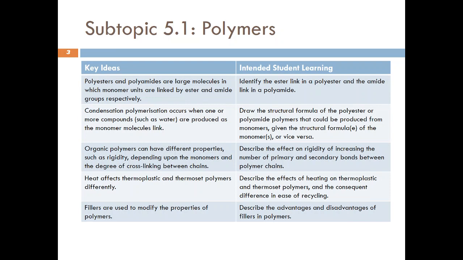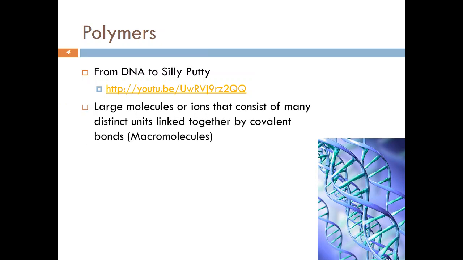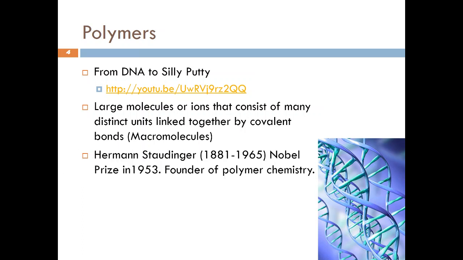All right. The first slide there is really an introduction of what polymers can make. A lot of the things that you see are polymers, in fact. The smallest from DNA to silly putty, something that was created accidentally. There's a video, but we might skip that for now. Yeah, you watch that in your own time, I guess. Large molecules or ions that can consist of many distinct units linked together by covalent bonds. So macromolecules that you have been learning in bio, I guess, are all types of polymer too.